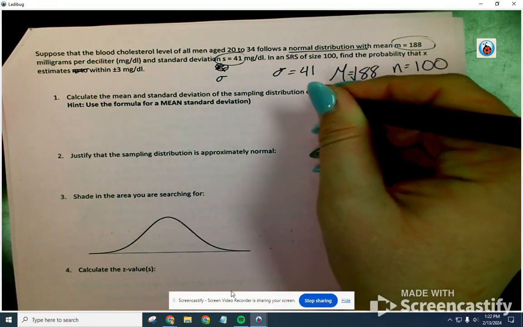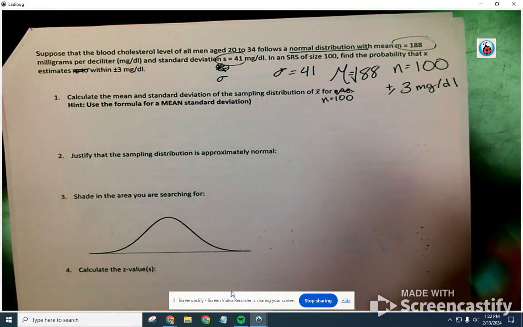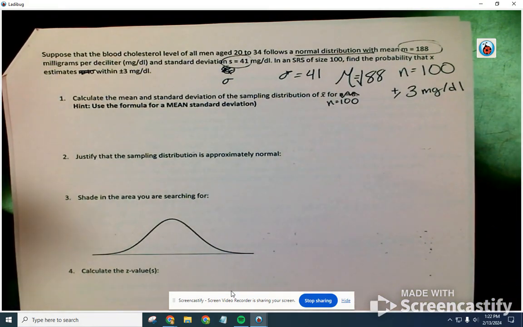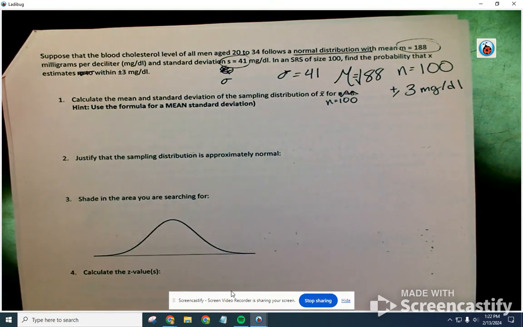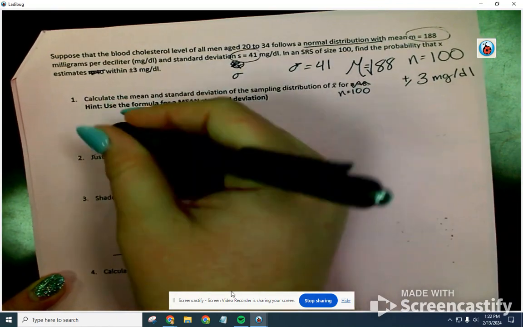So number one says to calculate the mean and standard deviation of X bar for n equals 8. Go ahead and change that to n equals 100. That was copied and pasted over from your test, so it used the sample size from the test, not the review. Sorry about that. It says, hint, use the formula for a mean standard deviation. So what we're going to do is start with the mean.